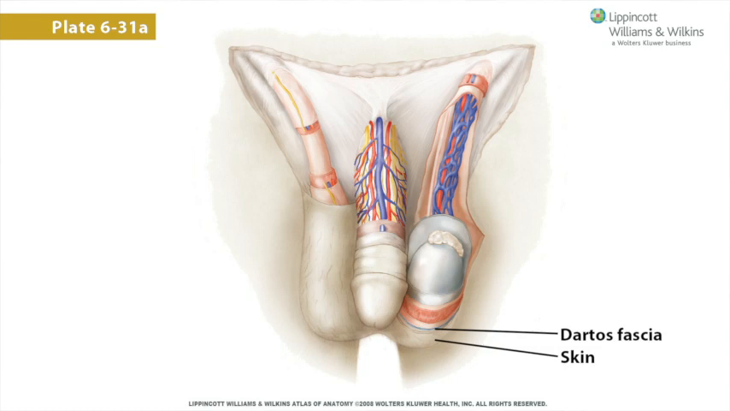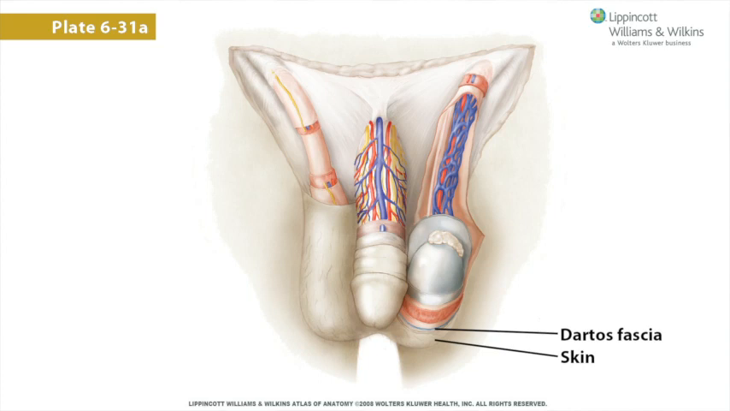The dartos fascia is continuous with Scarpa's fascia in the inferior part of the anterior abdominal wall, and with the superficial perineal fascia, or Colles fascia, of the perineum, an area that will be discussed in the Solid Anatomy Pelvis Lectures. The scrotum contains the left and right testes and spermatic cords separated by a scrotal septum found in the median plane.